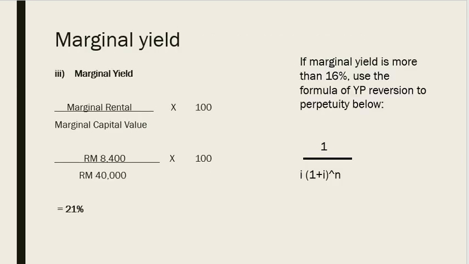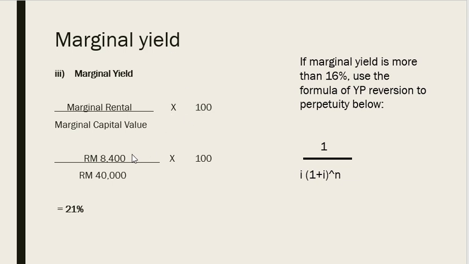For marginal yield, the formula for yield is rental divided by capital value times 100. So this is the rental divided by capital. Since we are doing marginal, for rental we need to add marginal, and capital value also we need to add marginal. So marginal rental divided by marginal capital value times 100. Don't forget to times by 100 because yield must be in the form of a percentage.